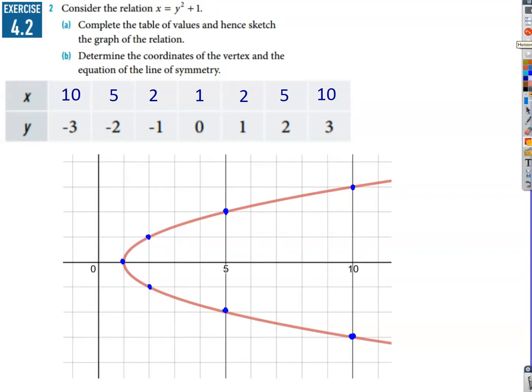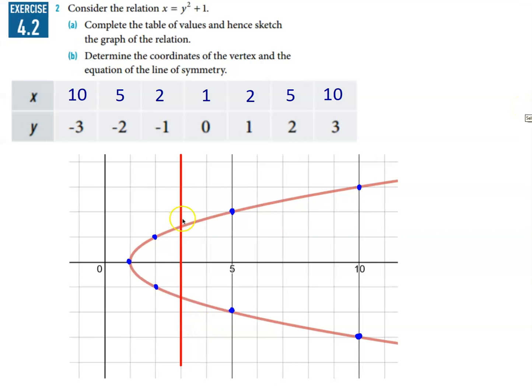If you remember the vertical line test, if you draw a vertical line anywhere where the x coordinate exists, such as there, if you get more than one value of y, you have a relation, but not a function. So that's not a function.